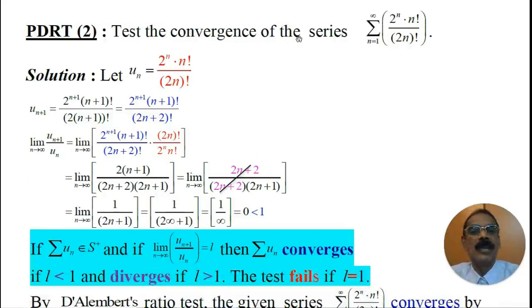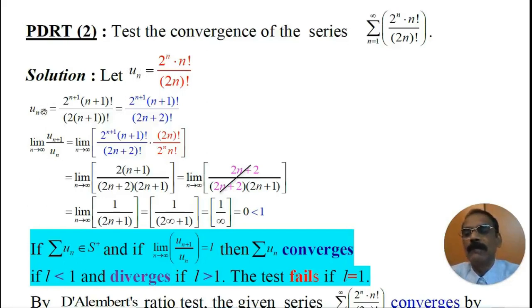Test the convergence of the series 2 to the power n into n factorial divided by 2n factorial. In this problem also we have factorial notations. Whenever a series has factorials, generally we apply D'Alembert's ratio test. Let us take the given series as un. Therefore, un is equal to 2 to the power n into n factorial by 2n factorial. Let us find the value of un plus 1. To find un plus 1, replace n by n plus 1 in un.